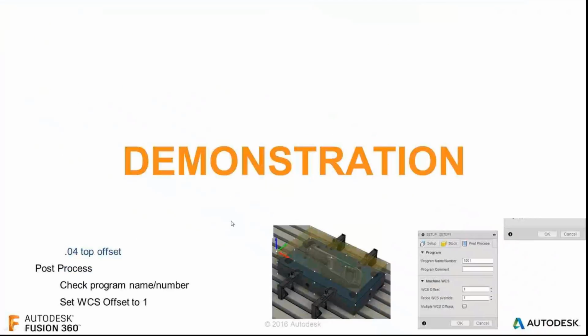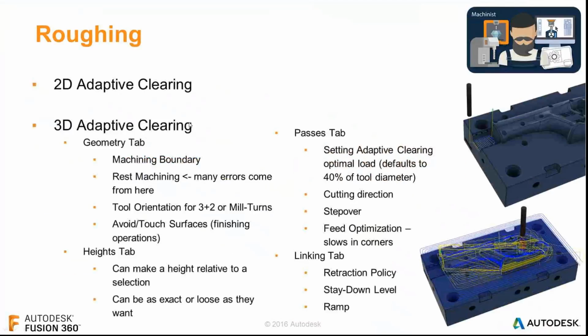The next thing I'm going to do is some roughing out. So let's have a look at the process of doing some roughing. It can also be referred to as adaptive clearing. There are two types of adaptive clearing we are going to look at: 2D adaptive clearing and 3D adaptive clearing. The big elements to think about are what material you are going to select to be removed, and what the tooling is that you're going to use.